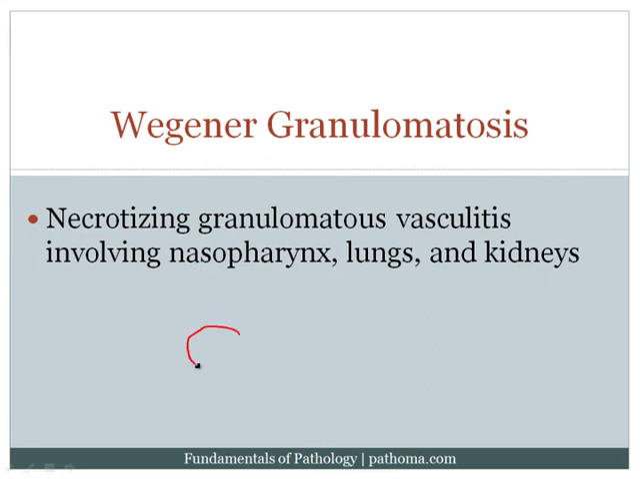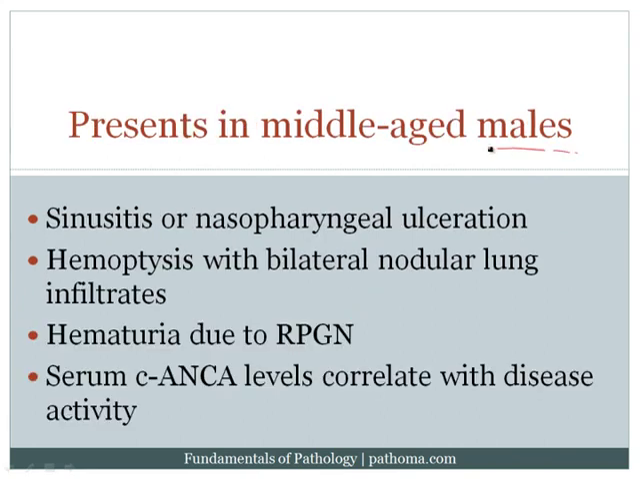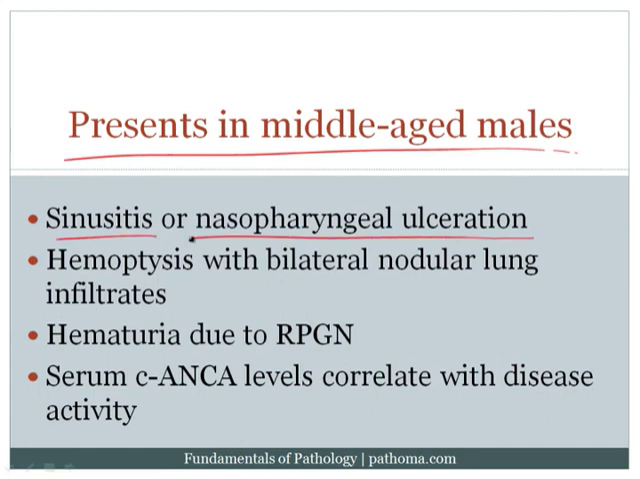Another important thing that I'm reminded of by the letter C is that the patients have a C ANCA, anti-neutrophil cytoplasmic antibody, and we'll touch on that more in a minute. And the final is that the key treatment in this disorder is cyclophosphamide, which also starts with a C. This classically presents in a middle-aged male with sinusitis or nasopharyngeal ulceration. Again, they normally have involvement of the nasopharynx. They also get involvement of the lung, so they'll have hemoptysis with bilateral nodular lung infiltrates.